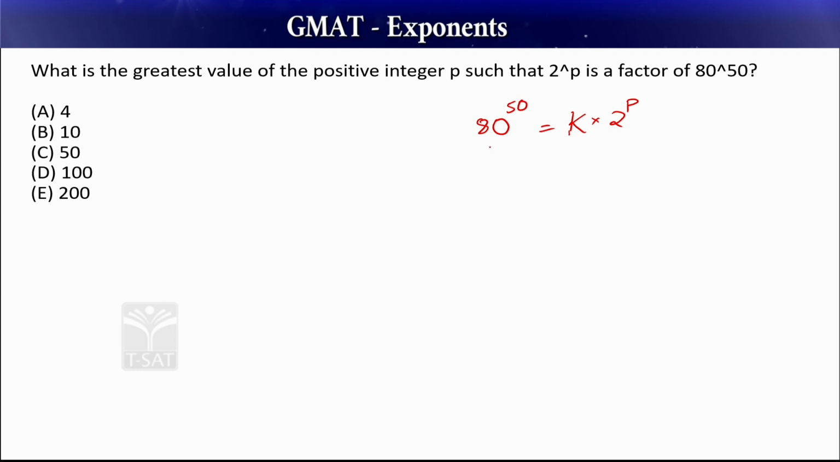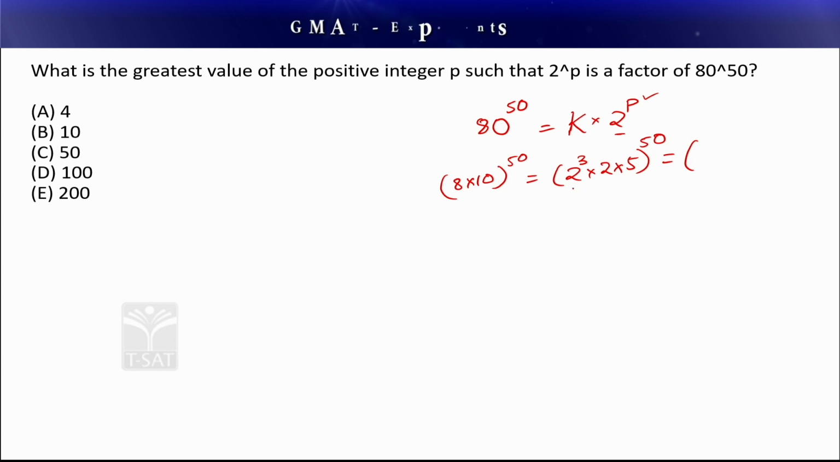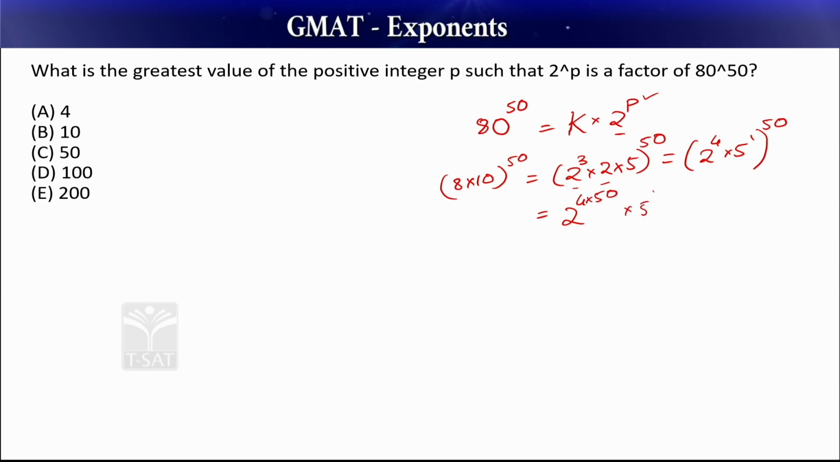Let's expand 80 to the power of 50 so that we have the same bases, and we can equate the powers. So, 80 is nothing but 8 into 10, raised to the power of 50. 8 is 2 cube and 10 is 2 into 5. So, here you have 2 cube into 2, which will be 2 to the power of 4, into 5 to the power of 1, whole to the power of 50. So, when you expand this, you will get 2 to the power of 4 into 50 and 5 to the power of 1 into 50. So, that is nothing but 2 to the power of 200 and 5 to the power of 50.